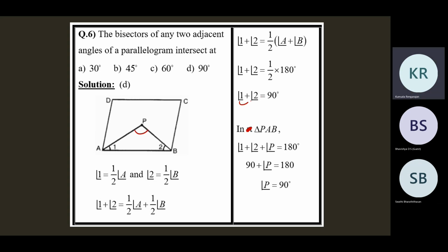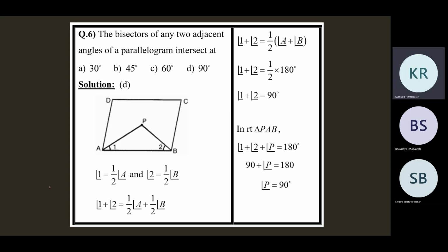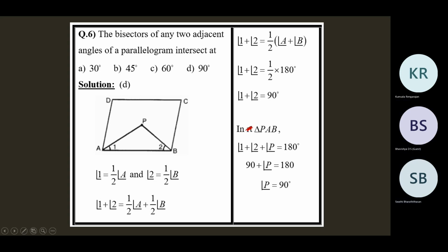1 plus 2 is how much? 90. So 1 plus 2 is 90, plus P is equal to 180. So angle P is equal to 90 degrees. Understood, children? Yes, ma'am. Please make a note of this. Write down in your notebook.